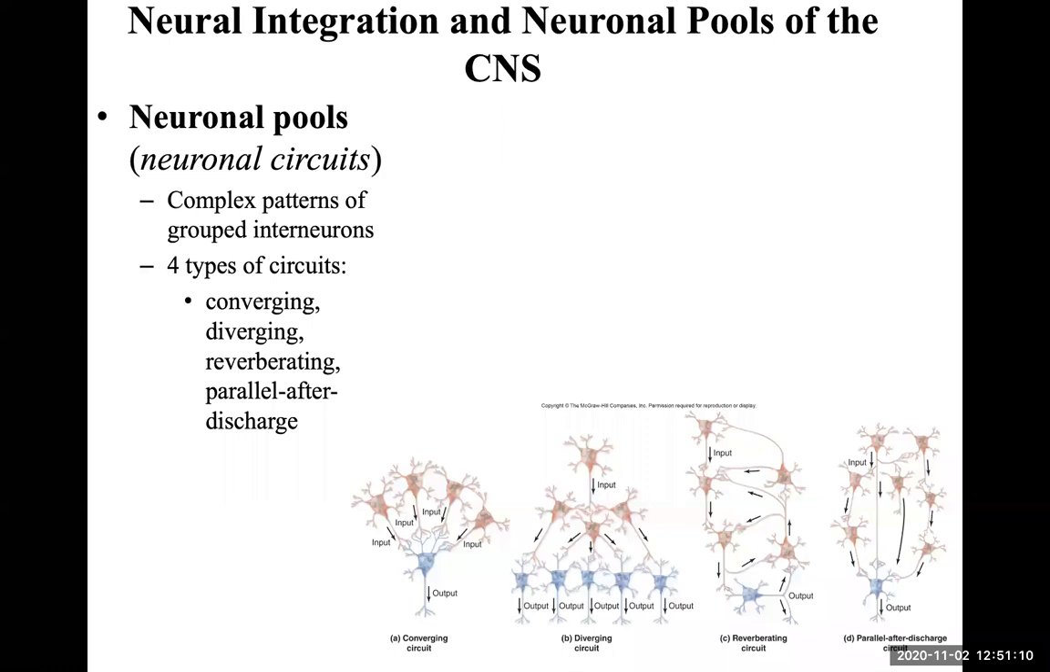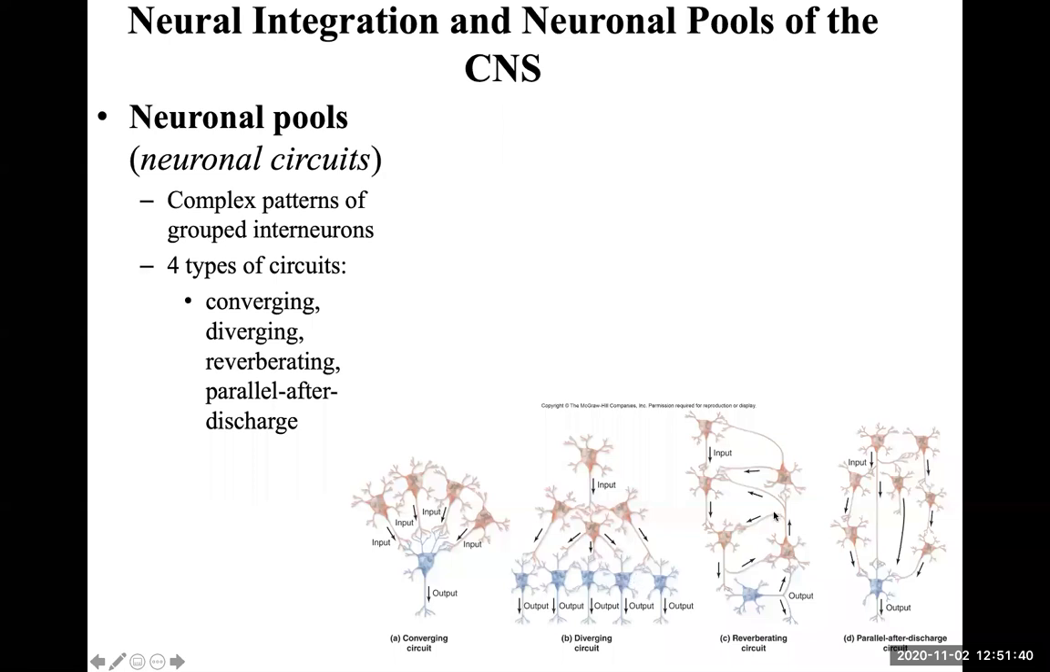With a converging circuit, you have many different presynaptic neurons that are synapsing with one postsynaptic neuron. With a diverging circuit, you have usually the same or a similar number of presynaptic neurons that are synapsing with several postsynaptic neurons. So in this case, you have four presynaptic neurons that are synapsing with five postsynaptic neurons.